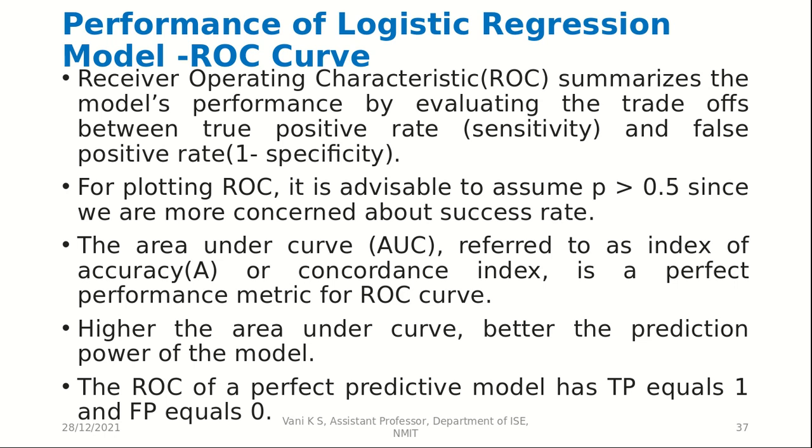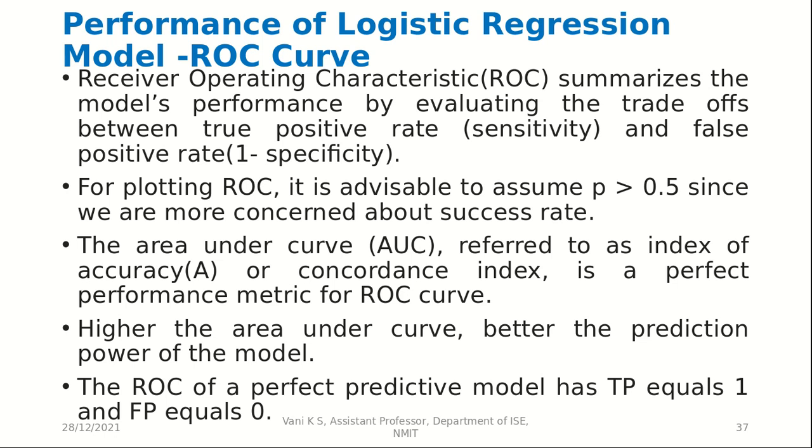Now receiver operating characteristic, which is ROC, summarizes the model's performance by evaluating the trade-offs between true positive rate and false positive rate. So this ROC curve is basically used to show the trade-offs between the true positives and the false positives. For plotting ROC, it is advisable to assume P to be greater than 0.5 since we are more concerned about success rate. So whenever P is greater than 0.5, it will be success.